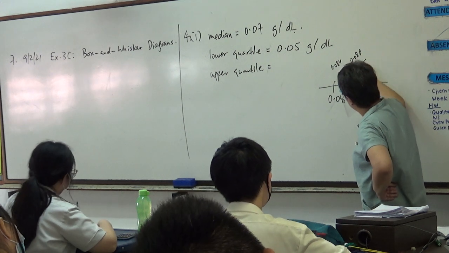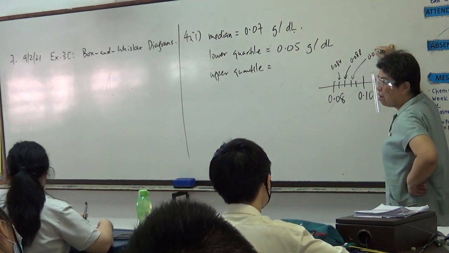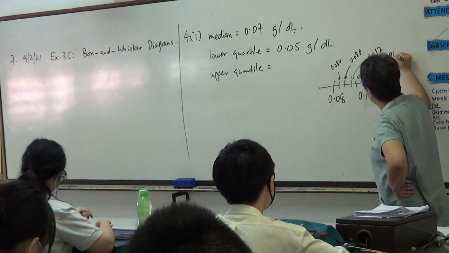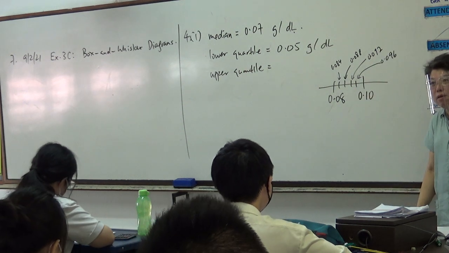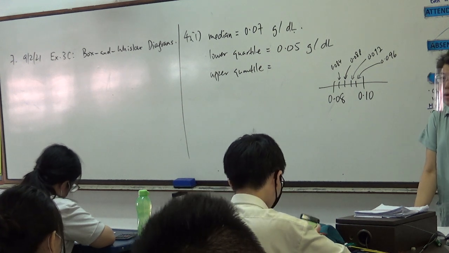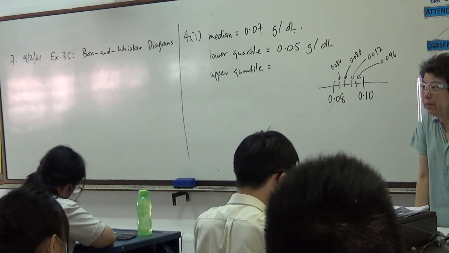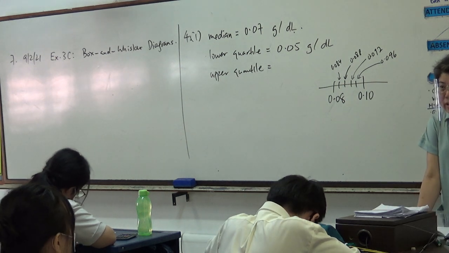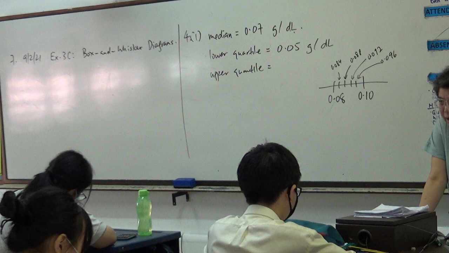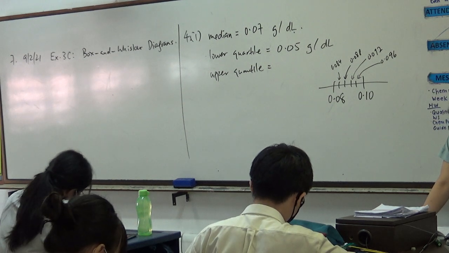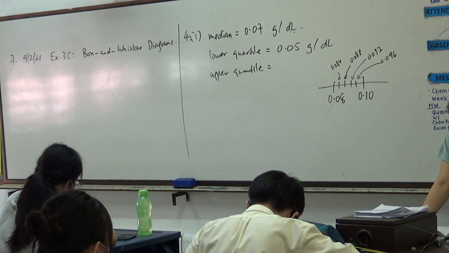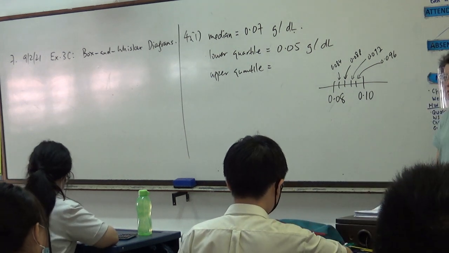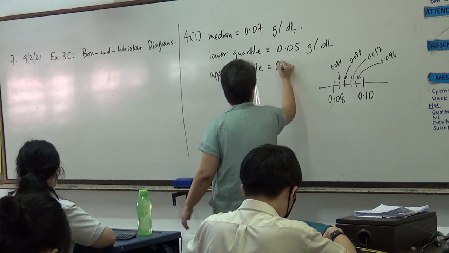0.088. Then this one? 0.091, 2. Then last one? 0.096. Then 0.19. Come on now. You don't know how to read now. Then how to pass the exam, you tell me. Okay, now look at it again. What's the upper quartile? It's in the middle, you know. 0.0816. Very good.